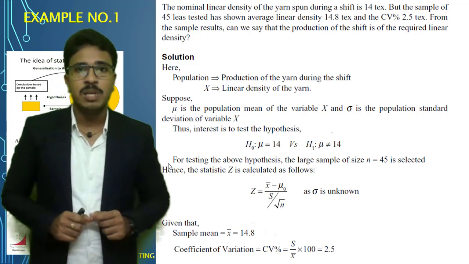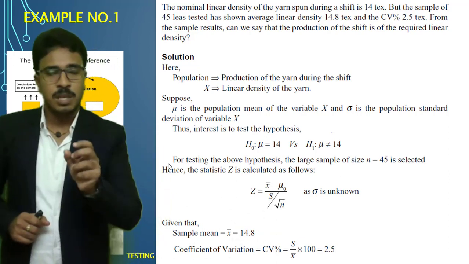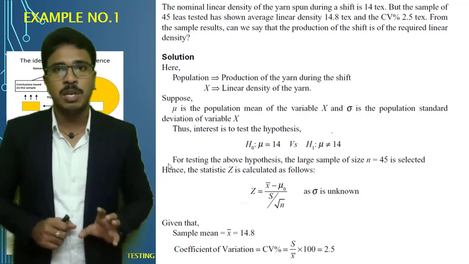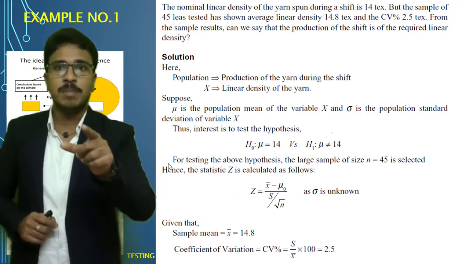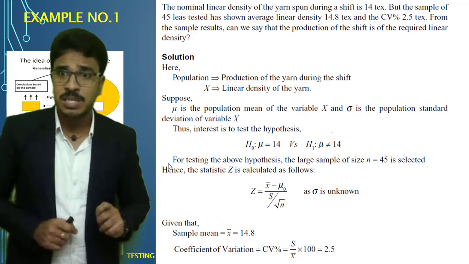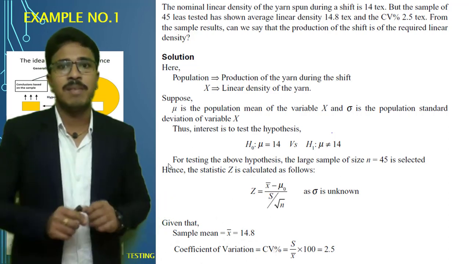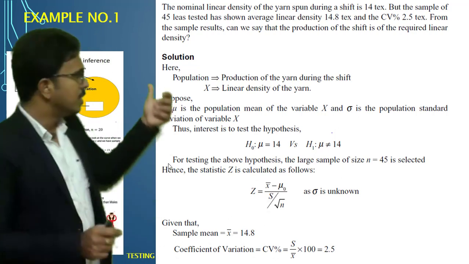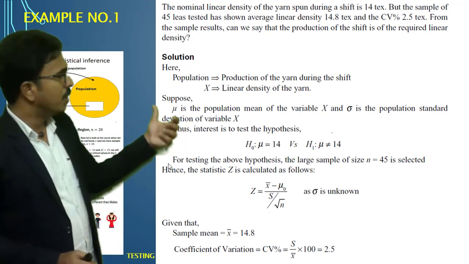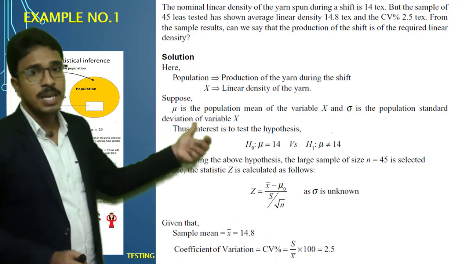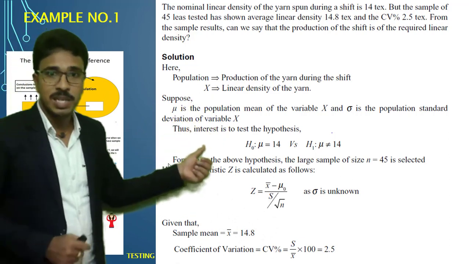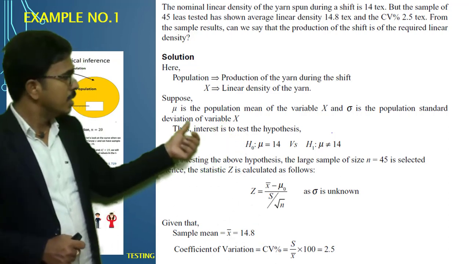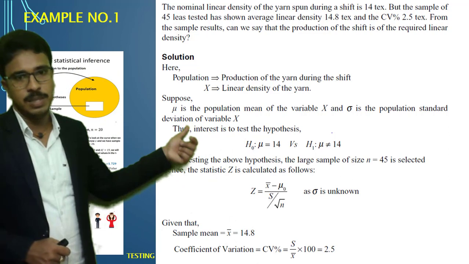Okay, now here there are two formulas, so we have to choose which formula to use. Do you think the population standard deviation is given here? No, the sigma value is unknown. So we have to use the formula where Z is equal to x bar minus mu divided by S by square root of n. If the population standard deviation sigma is given, instead of S we can take the sigma value.